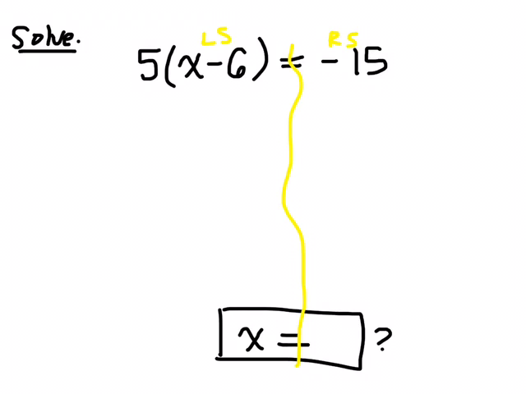On the left side of the equation, we have a bracket. So this actually says 5 multiplied by x minus 6. So can we actually solve what's in the bracket? Can I take 6 away from an unknown? We can't actually solve that. So what we have to do is use something called distributive law to simplify this.